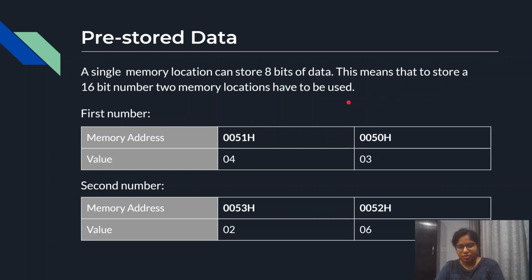The first of our numbers is 0403 and it has been stored at the memory locations 0050 and 0051. The lower byte of the number is stored at the lower address and the higher byte is stored at the higher address. Similarly, the second number 0206 is stored at the memory locations 0053 and 0052.